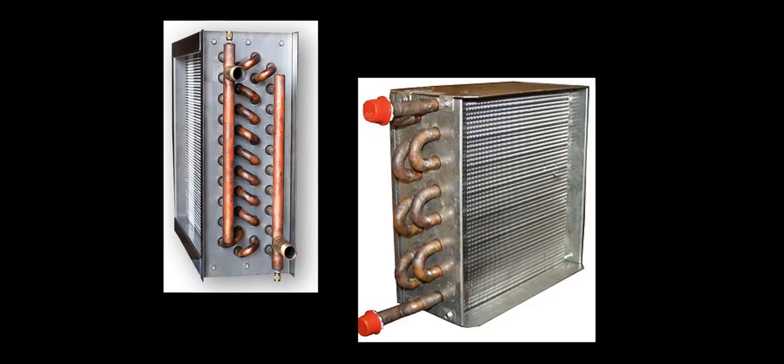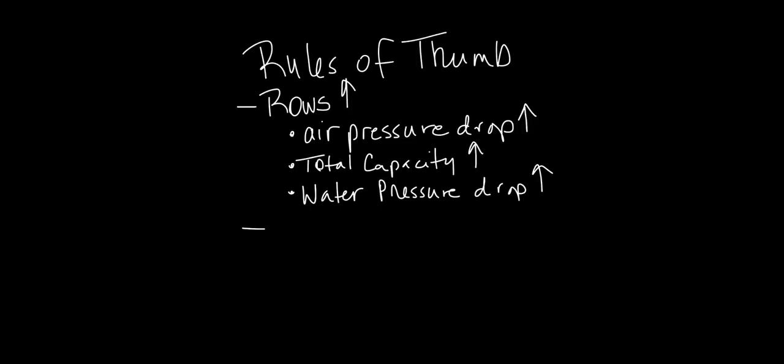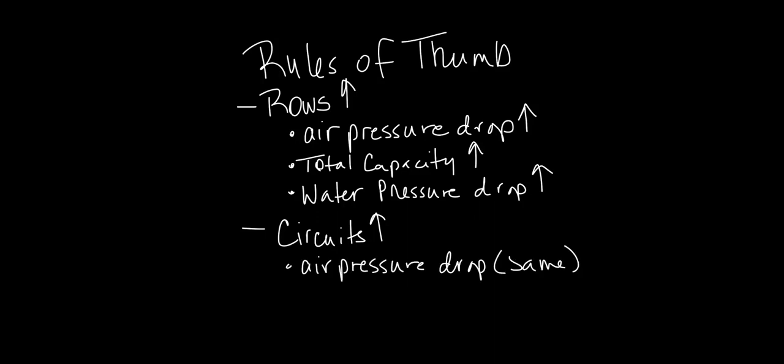So as we increase circuits from 1 circuit to 2 circuit to 3 circuit to 4 circuit, and so forth, this increases the number of pathways individual water molecules can travel through. Again, the water in each circuit does not mix or mingle with the water in other circuits. So as we increase the number of circuits, the air pressure drop through the coil will actually remain the same, because we're not increasing or decreasing the number of rows in the coil, therefore not changing the number of obstructions the air has to get past. We're just simply dividing up the hairpins and copper tubes differently.